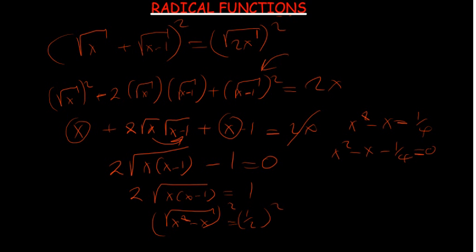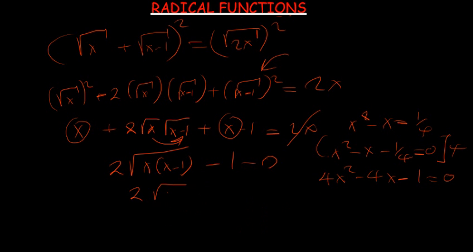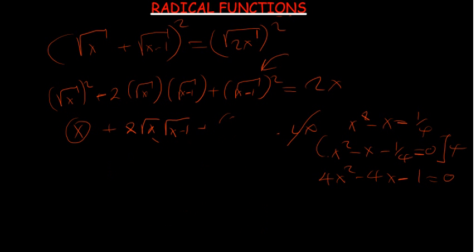Now to make this as numbers instead of a fraction, let's multiply it by 4. So 4 times 4x squared, that will be 4x squared minus 4x minus 1, and that will be equal to 0. Now are we able to factorize this function which we have here? If we can't factorize it, then we can use the quadratic formula.